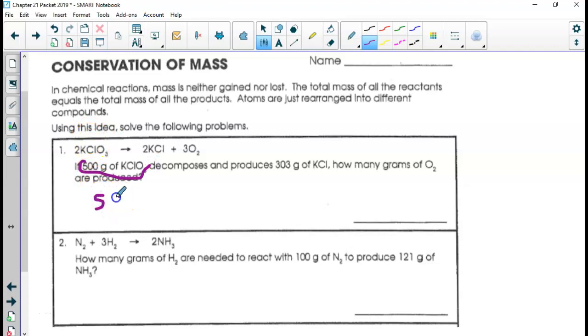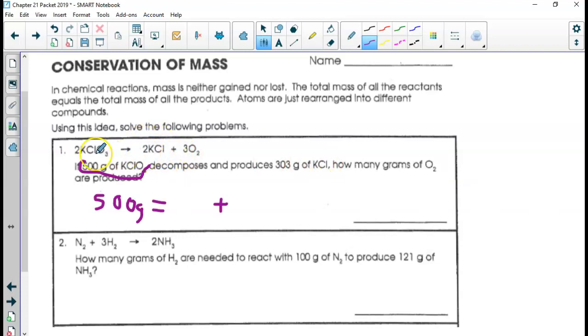So I could write 500 here. And I start with that. I know whatever I have on the other side has to equal 500. And there's two pieces here. So one piece plus another piece. So the first piece I got was 303 grams of KCl. So that's this guy here.